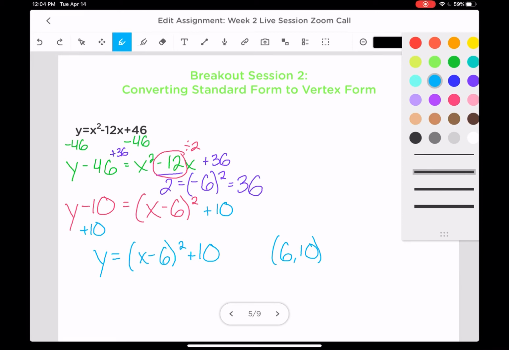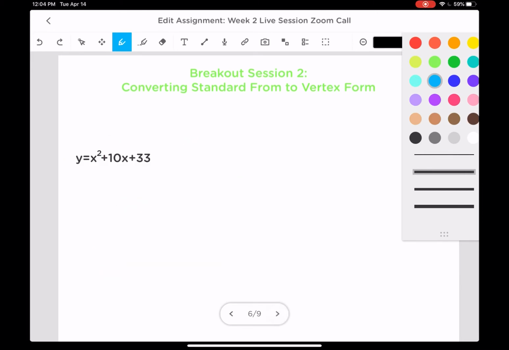All right, let's do one more example. Start by moving the c value over. So I'm going to subtract 33 from both sides. So y minus 33 equals x squared plus 10x. I need to complete the square, so to do that, I'm going to divide b by 2. So 10 divided by 2 is 5. Take that 5 and square it, which gives me 25, and add that to both sides of your equation.